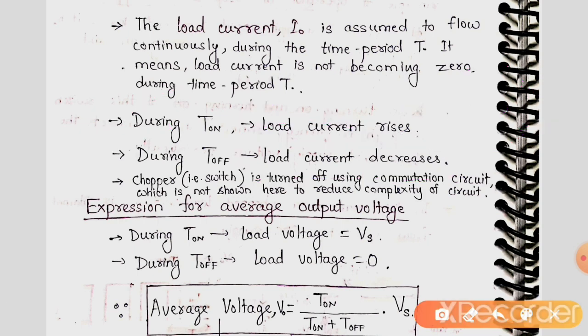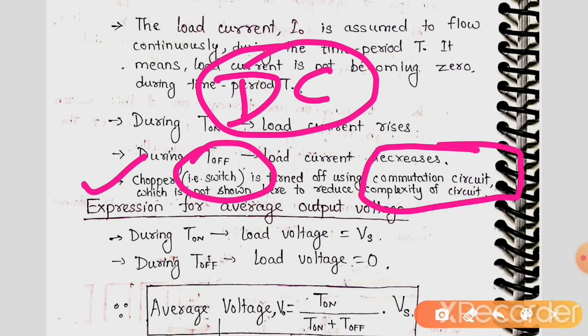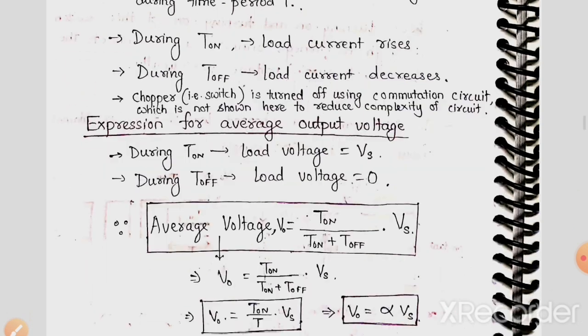And the chopper or the switch, when it is turned off, is turned off using a commutation circuit. Because the source is DC, the switch cannot have natural commutation, so we do require a commutation circuit separately, but it is not shown here for simplicity. Now let's see the expression for average output voltage.